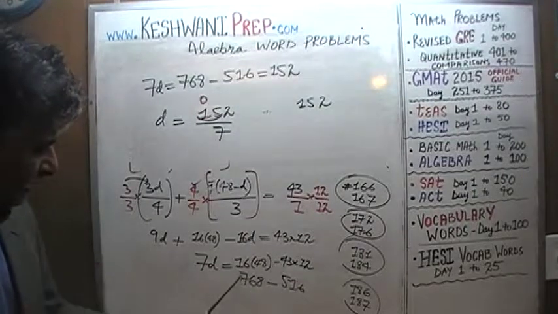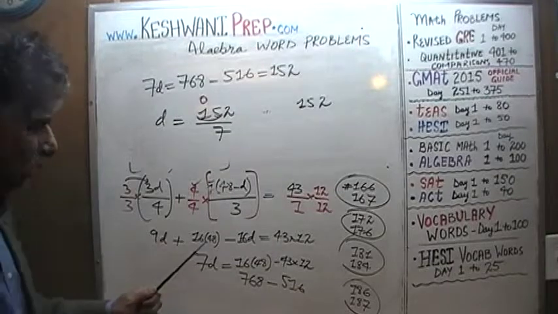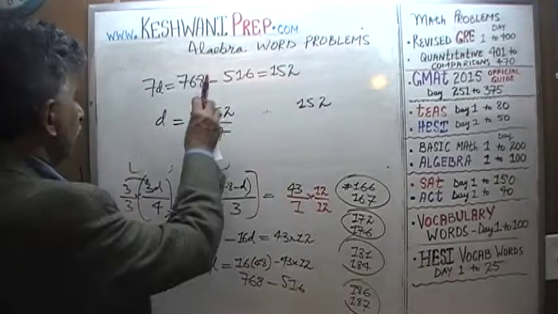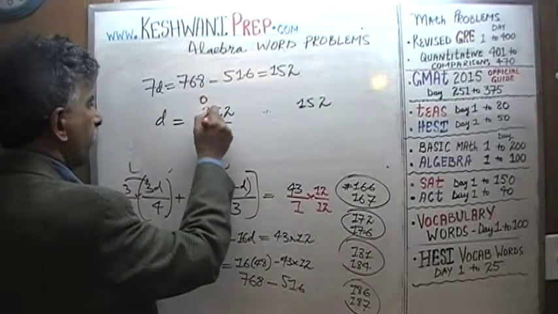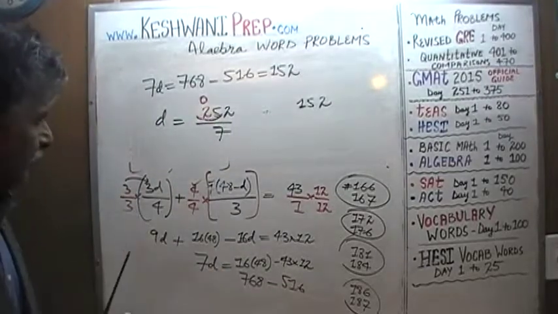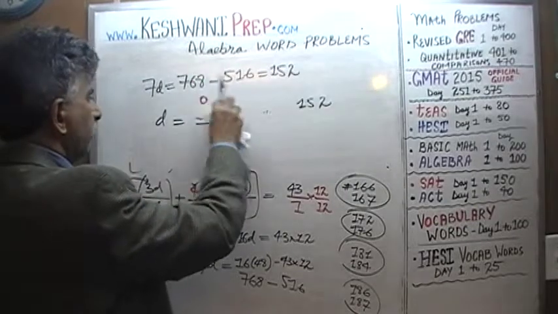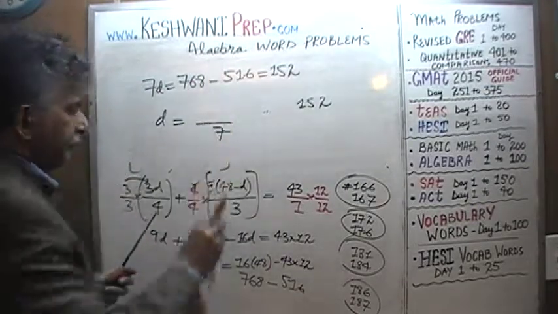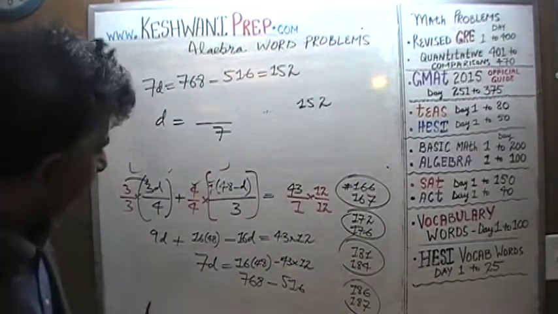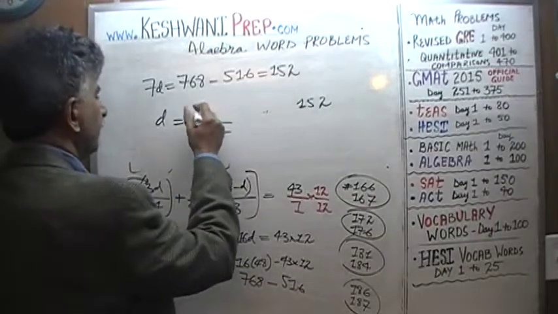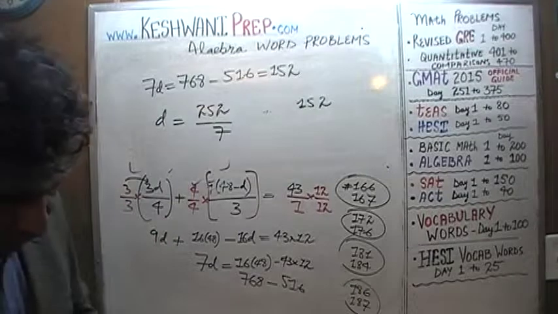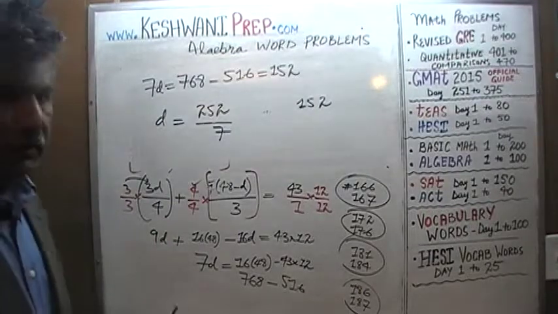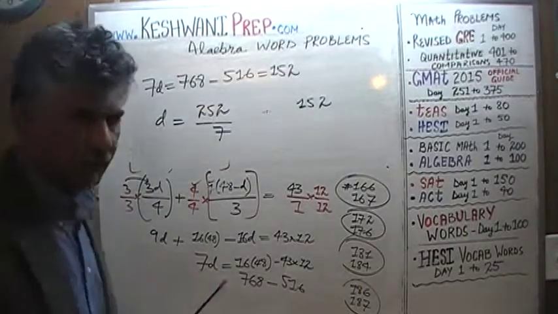Since it's more than 16, therefore 700 minus 500 would be 200. This should have been 2. Let me start again. This is 252. I begin to get nervous because we were not getting whole numbers, and I remember that this distance was a whole number. I remember it because I made it.